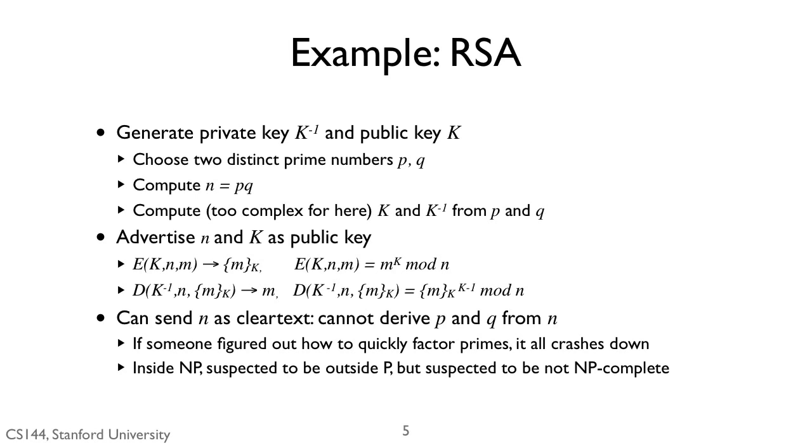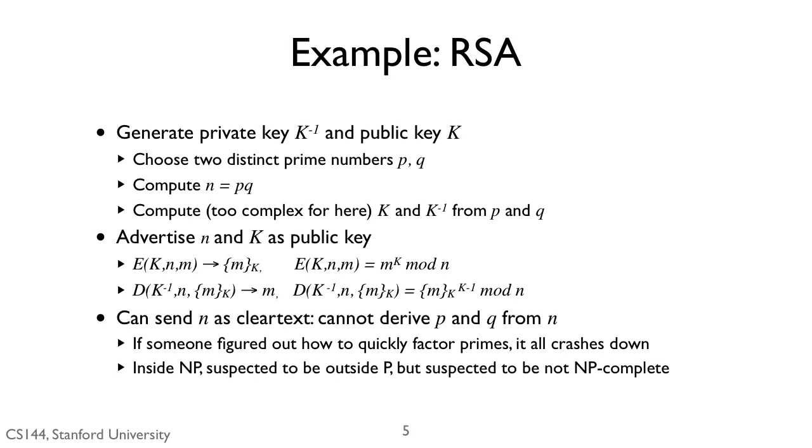To encrypt a message, you consider the message m as a large number and raise it to the k power, then take it modulo n. You send that ciphertext number. To decrypt, you consider the ciphertext message c as a large number, and raise it to the k inverse power, then take it modulo n. It turns out that if you do this, you will recover the original plaintext message.